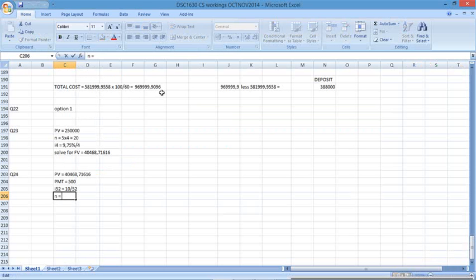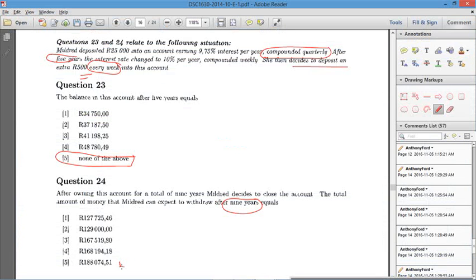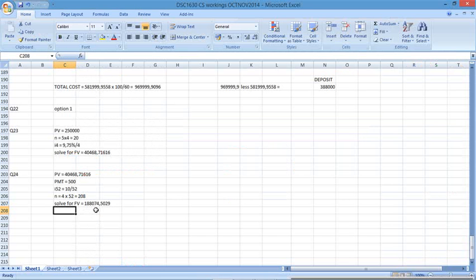Okay, so 4 times 52 weeks in a year. Solve for FV and you get 188,074.5029, which is option number 5. Okay, slightly off, 1 cent out. Probably because of rounding, right? I haven't used rounding anywhere. I kept everything as is when I did the calculation.